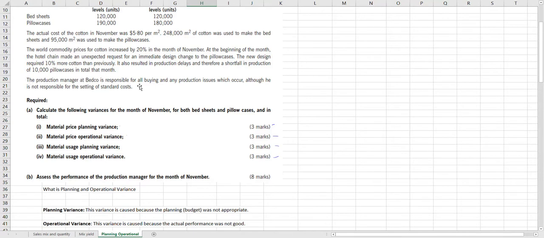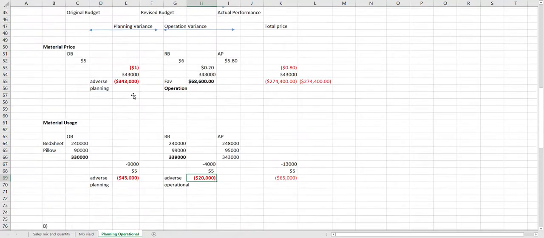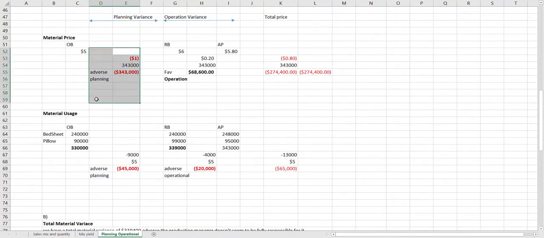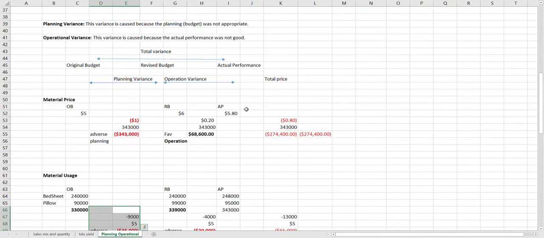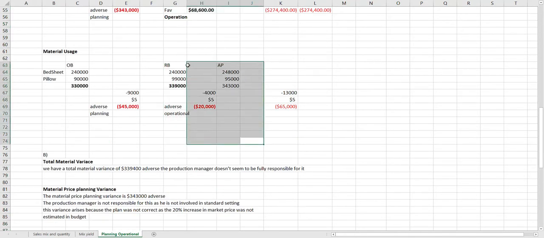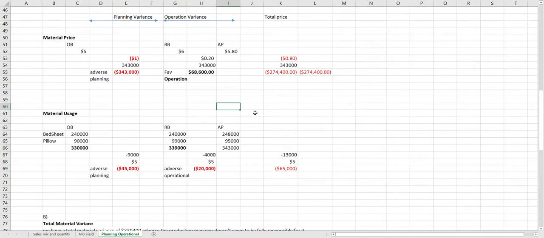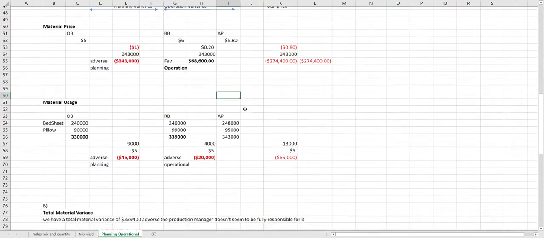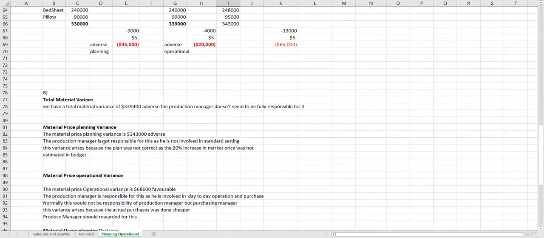Okay, production manager at Bitco is responsible for all buying. So here, he's responsible for buying as well, and any production issues which occur. Although he's not responsible for setting of standards. So that means he's not responsible for this one, he's not responsible for this one. He is responsible for buying, which means he has saved money here, and then here in the usage he has used more cost. Okay, I've commented on it here. The total material variance is 3394 adverse.